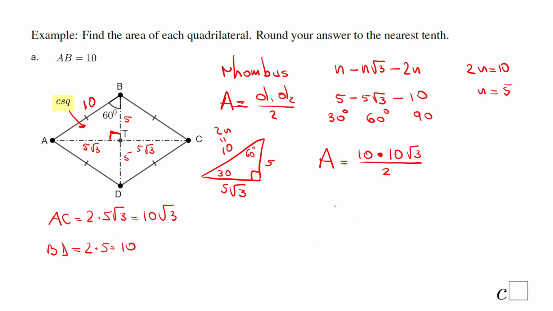So now, in this case, we can get the exact answer. 2 goes in 50 5 times. We have 5 times 10, that is 50 square root of 3. In case you need the exact answer, this is the exact answer. But let's see the approximation for this problem. Let me grab the calculator.